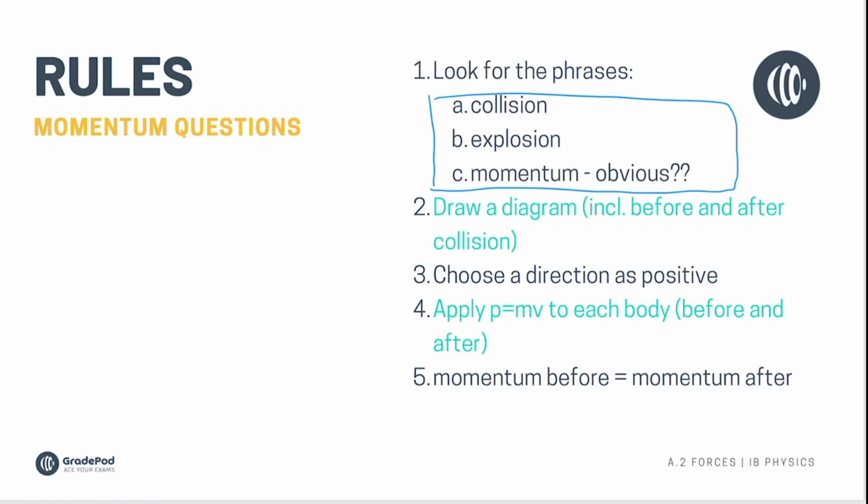Rule number 3 is to choose a direction as positive. Number 4 is to apply momentum to each body before and after the collision. And number 5 is to remember that momentum before equals momentum after. Now, does that sound complicated? Well, let me show you an example of me using these 5 rules, and I think it will make things a lot simpler for you.